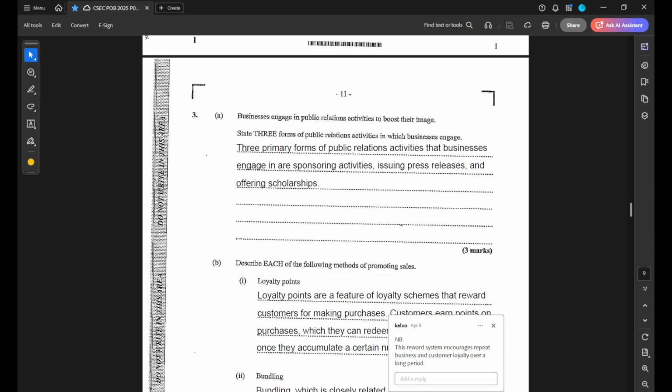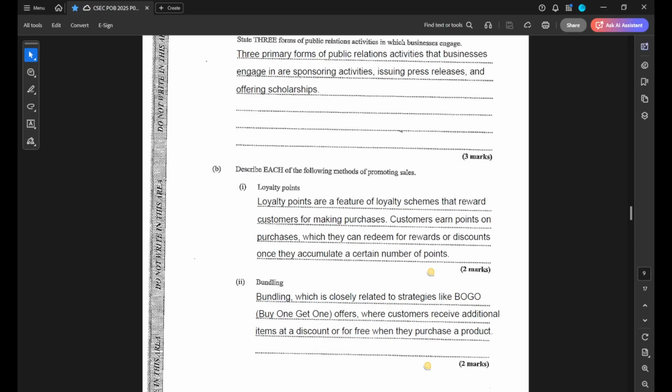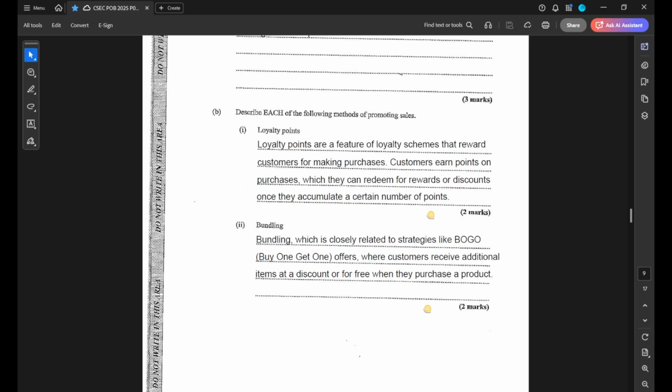Bundling, which is closely related to strategies like BOGO, buy one get one offers, where customers receive additional items at a discount or free when they purchase a product. Note well, these strategies increase sales by encouraging customers to buy more than they originally intended to. A lot of stores like to use this strategy in particular right here.